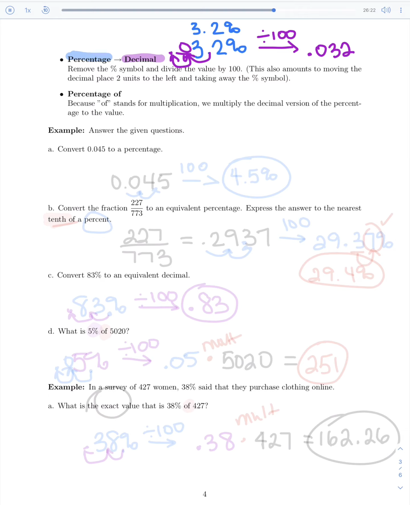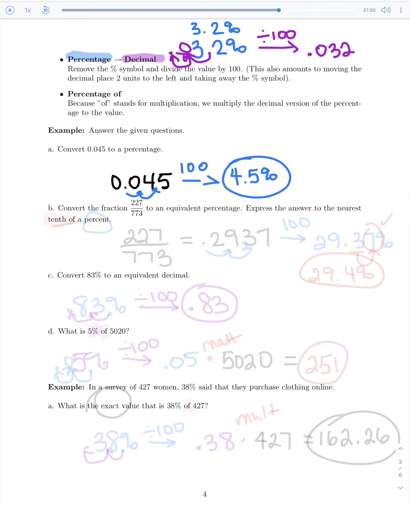So let's look at a couple examples of turning decimals into percentages, or fractions into percentages, and vice versa. Let's take a look at this first one, 0.045. We have a decimal already and we want to convert it into a percentage, which means we want to multiply it by 100 or move the decimal place 2 places to the right, which will give us 4.5%.